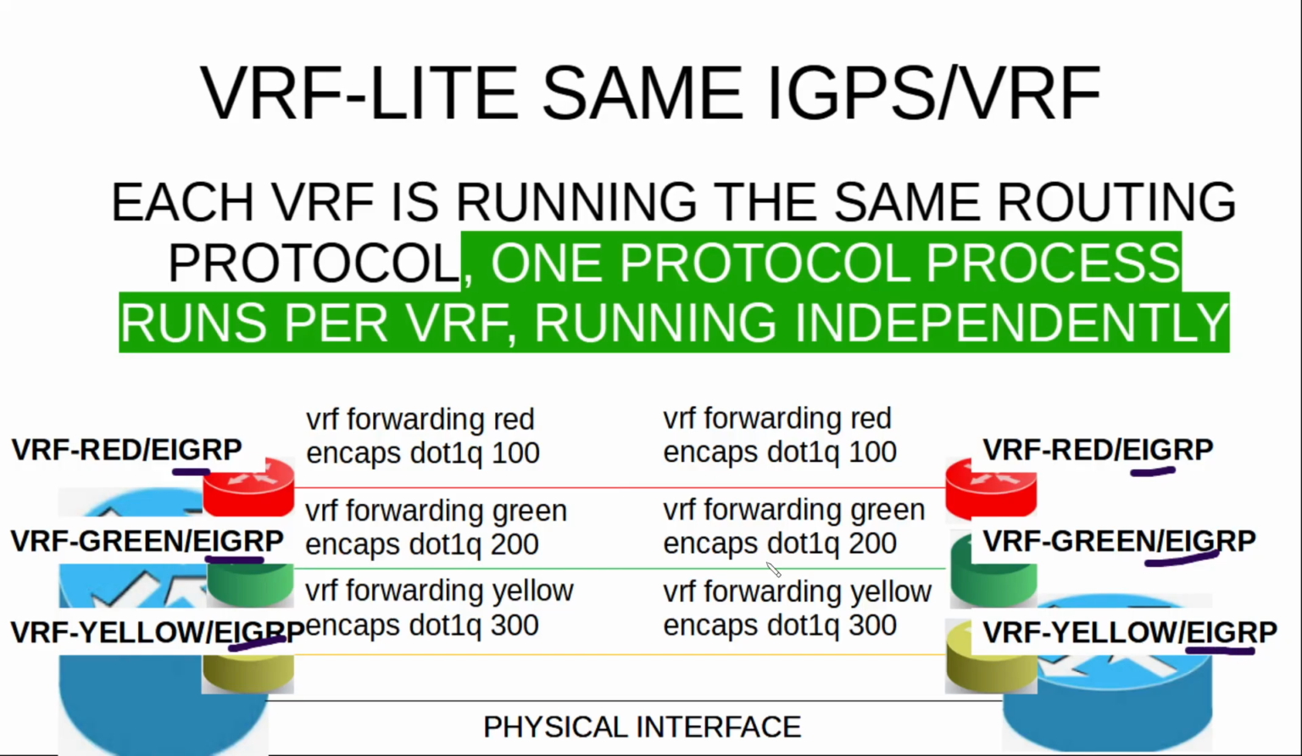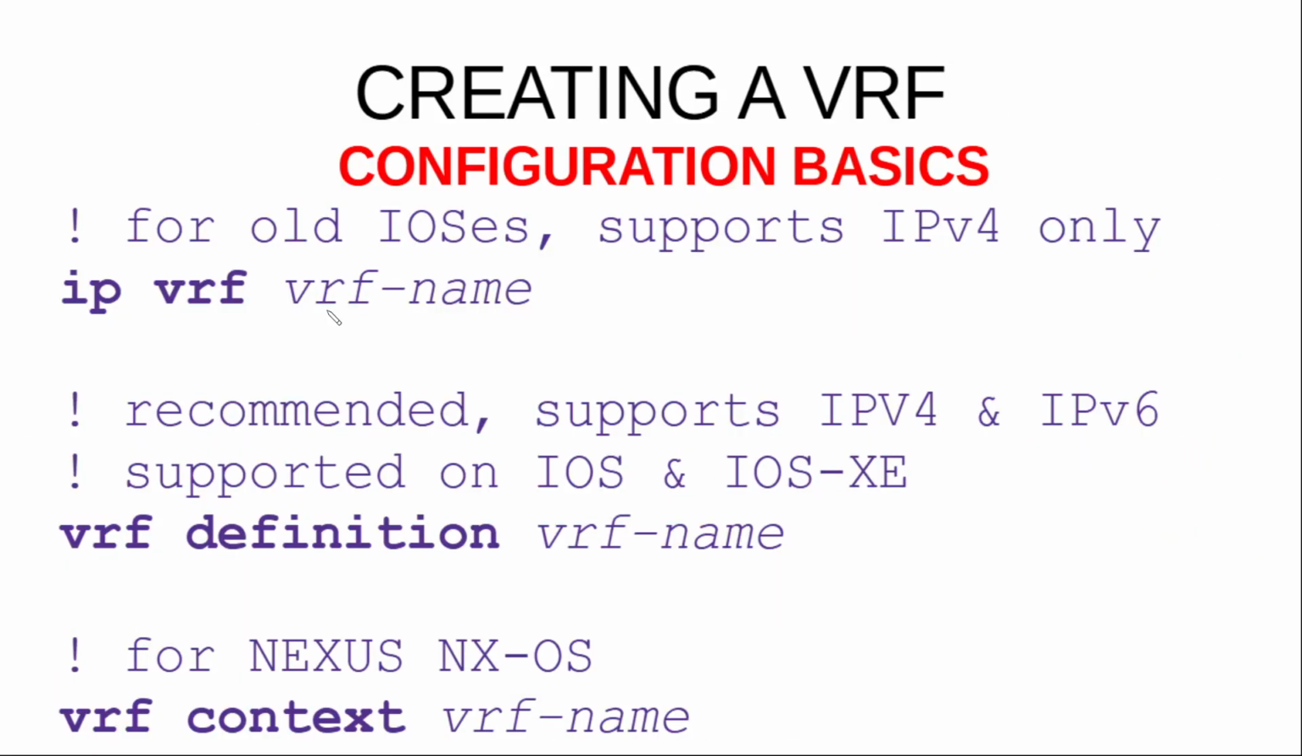However, these EIGRP protocols are running independent of each other. So you will have here an EIGRP topology table that will be completely different from this green EIGRP topology table, and these two will be completely different than this yellow EIGRP topology table. So each EIGRP will be running independent of whatever you are running in other VRFs. So how do you create a VRF? If you are looking at some old router config, you will see this.